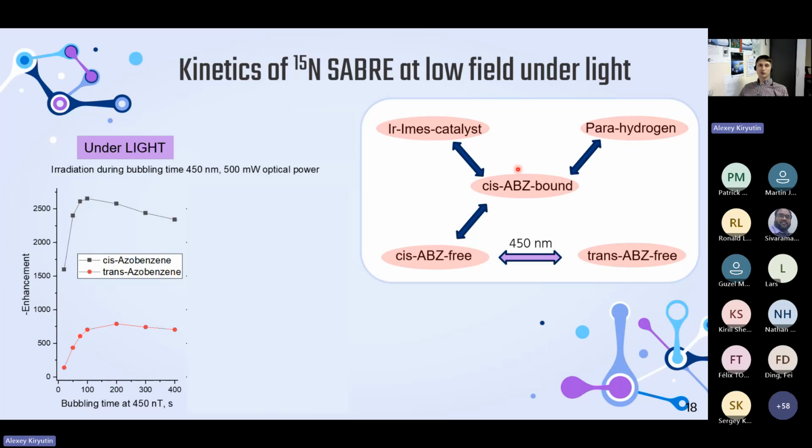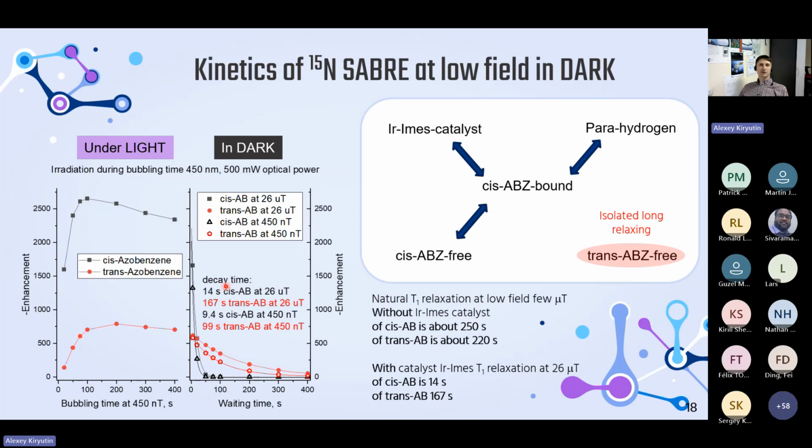We also performed experiments varying the irradiation and bubbling times, the so-called build-up curve. It shows how the polarization on trans azobenzene slowly increases all the time. In this case, the rate of photoisomerization in the entire sample volume plays a crucial role, and also mixing of the sample plays a crucial role. We also carried out a relaxation experiment in the dark.